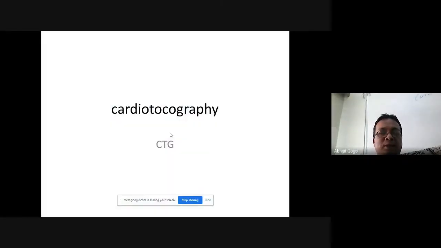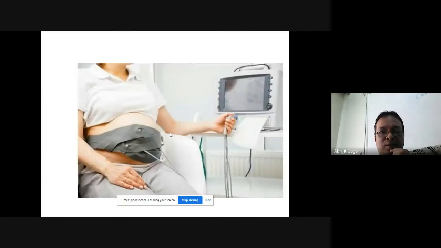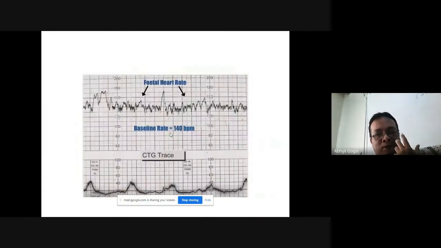Cardiotocography is a very important topic. When you go for the clinicals and you get a graph like this, you should know what it is and how you will interpret it. This is the thing you'll get in the clinical most of the time, and when you go for antenatal examination and for patients in labor, these things are done.